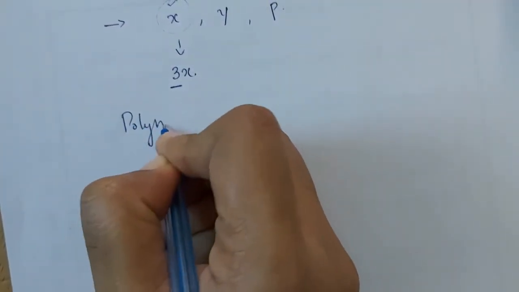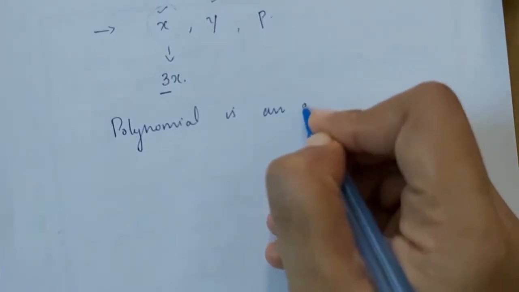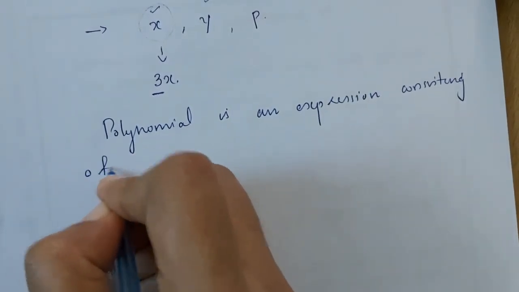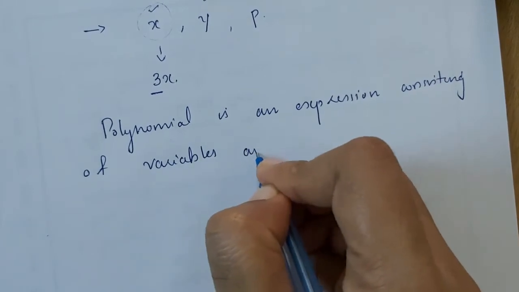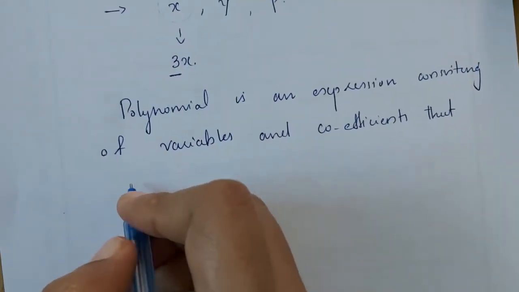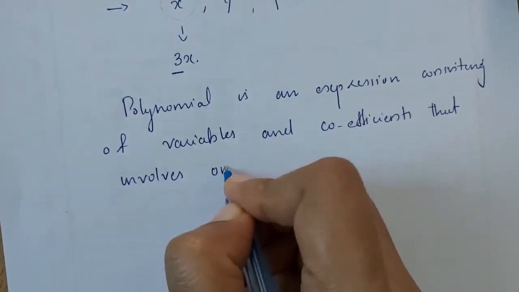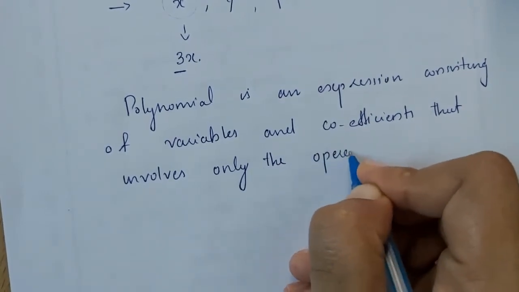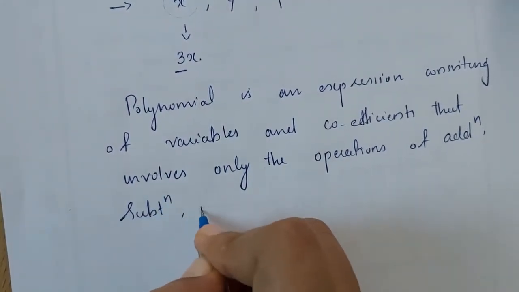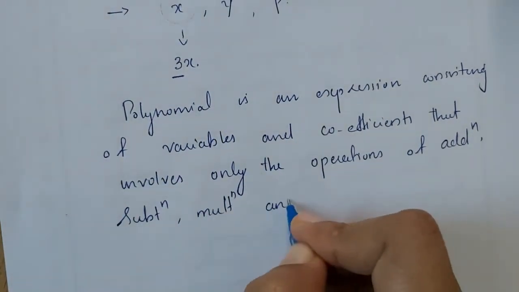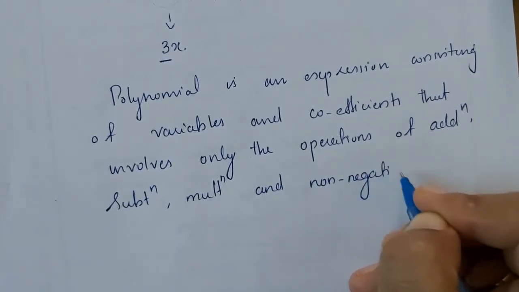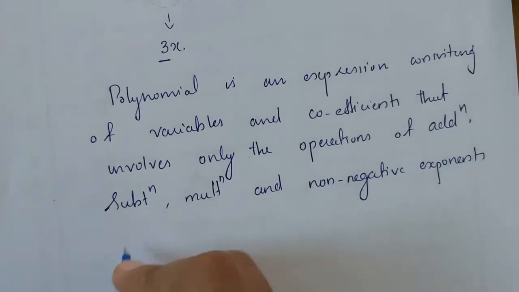I am writing it. A polynomial is an expression consisting of variables and coefficients that involves only the operations of addition, subtraction, multiplication, and, important thing, non-negative exponents of variables.